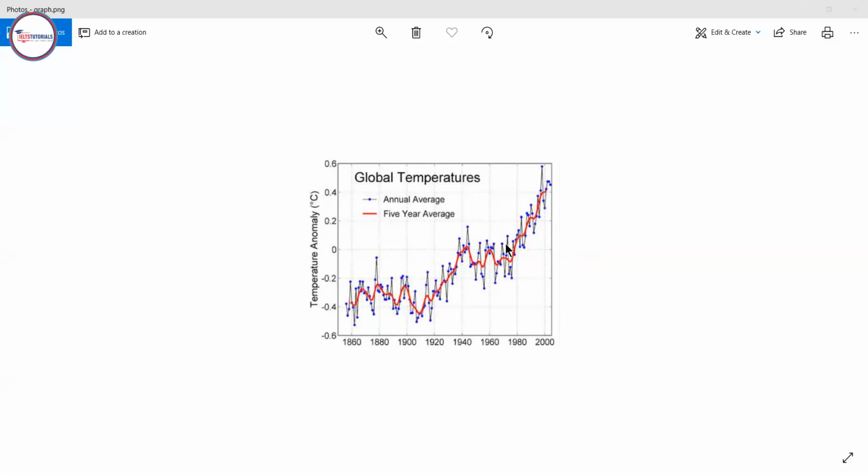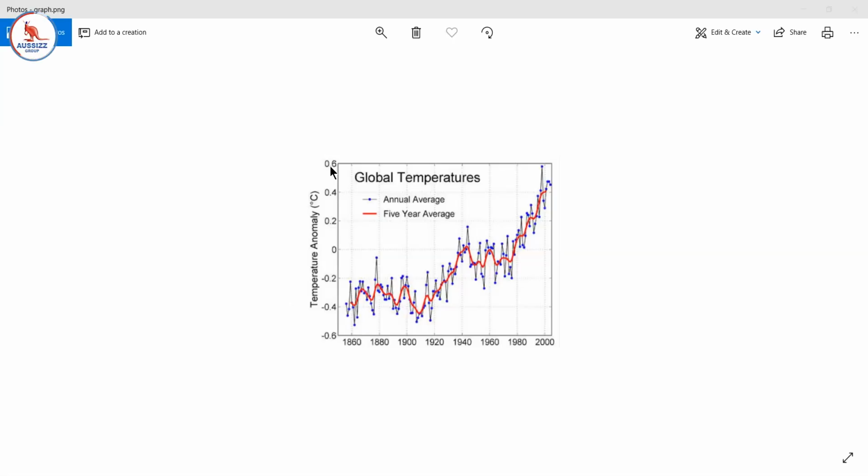So the dual line chart shows global temperature. On the x-axis, we have number of years that start with 1860, 1880, 1900. And as I read, with the gap of 20, it is up to 1980 and 2000. On the y-axis, we have temperature anomalies, which has been given in degrees Celsius. It starts with minus 0.6 degrees Celsius. In the middle, it reaches 0. And then at the gap of 0.2, it reaches up to plus 0.6 degrees Celsius.